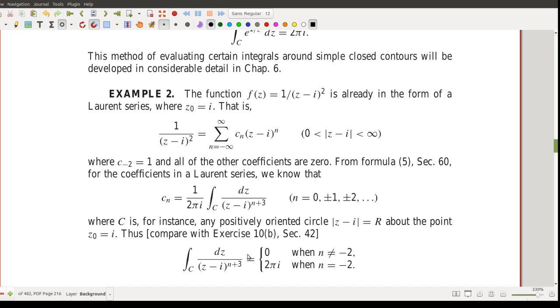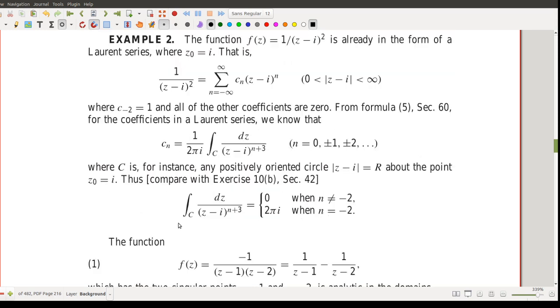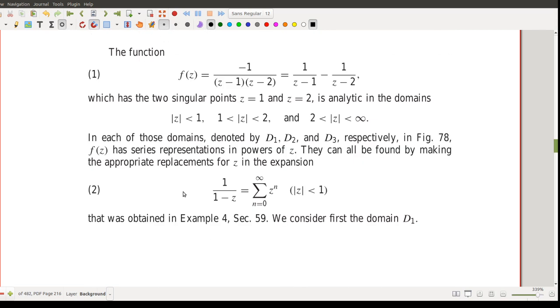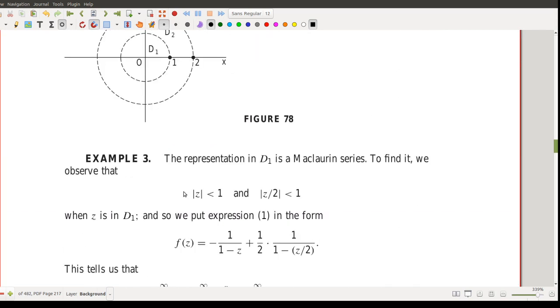Otherwise, you can use the other formula. The other way is to evaluate the coefficients using an integral. If this integral is easy to evaluate, then you can easily get the coefficients of the Laurent series. So these are discussed in this one, on how to expand a function to get the Laurent series expansion.